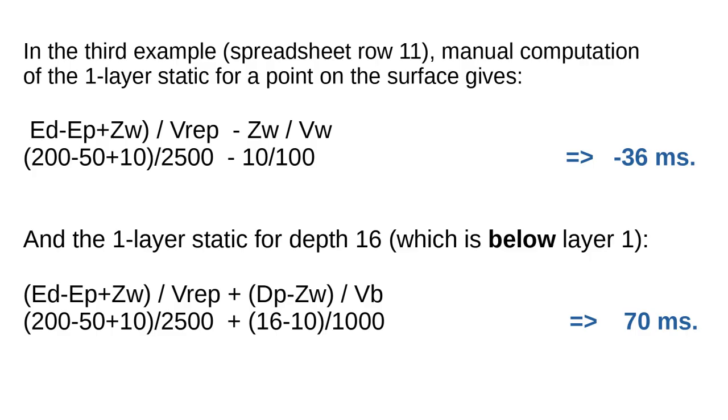In the third example, spreadsheet row 11, manual computation of the one layer static for a point on the surface gives, and the one layer static for depth 16, which is below layer 1, gives that answer.